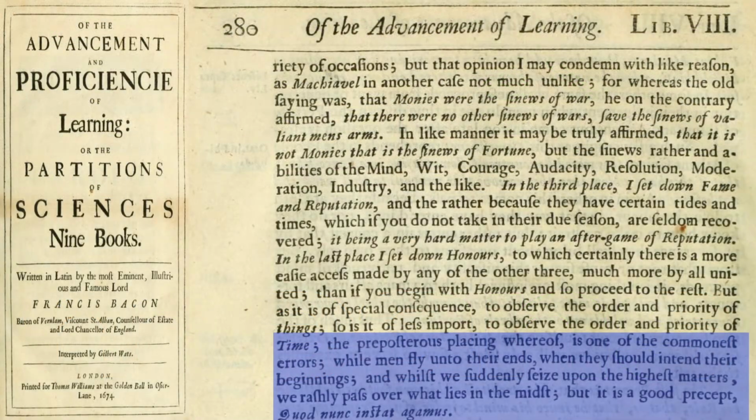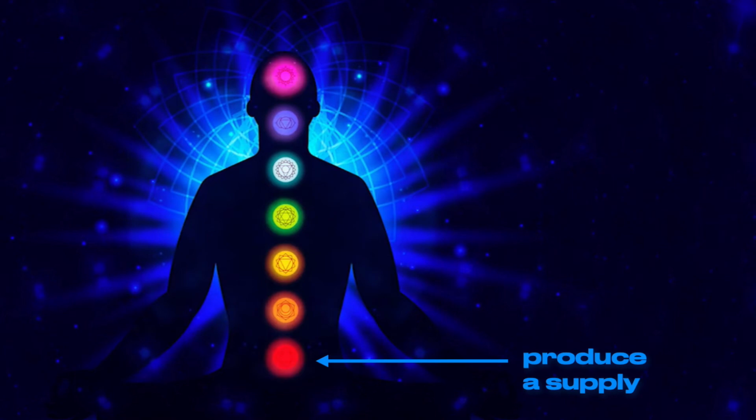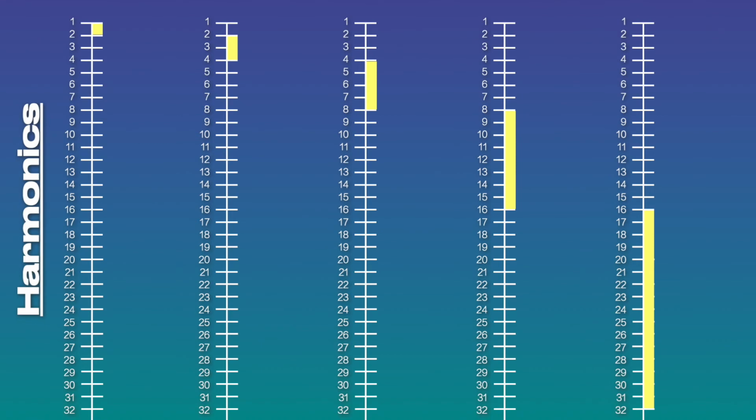Bacon further emphasized this point in Advancement of Learning. He writes, "One of the commonest errors while men fly to their ends when they should intend their beginnings." The concept of debt can be defined in exactly the same way, a manipulation of time allowing men to fly to their ends before attending first to production. The first chakra, the previous supply from which the end is to be attained. But while money is intended to function as a means, our current debt-based system treats money as an inflatable doubling octave.